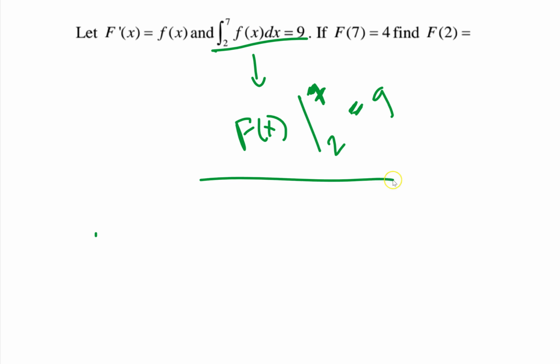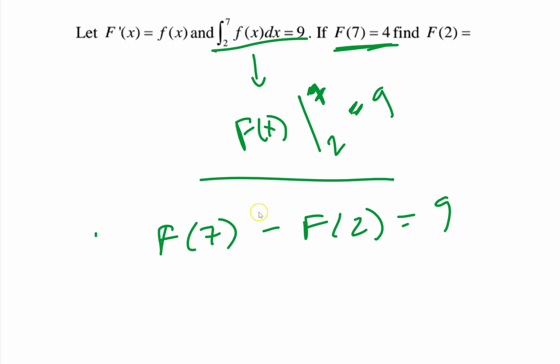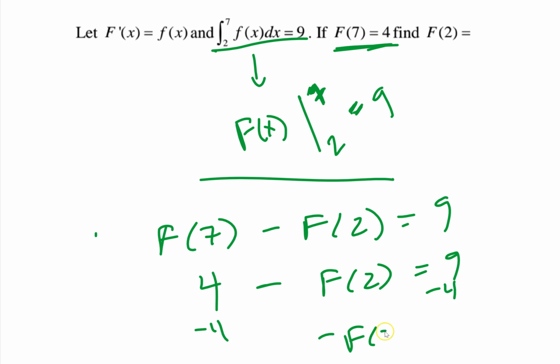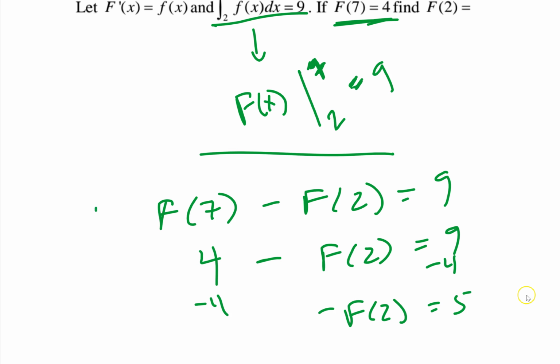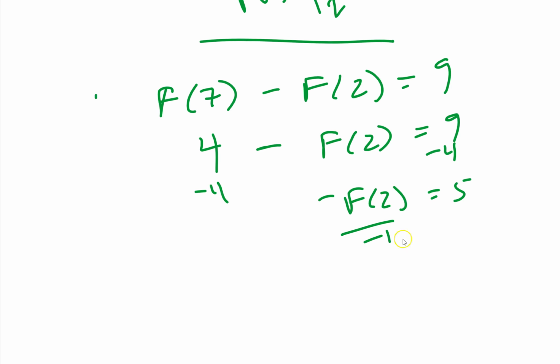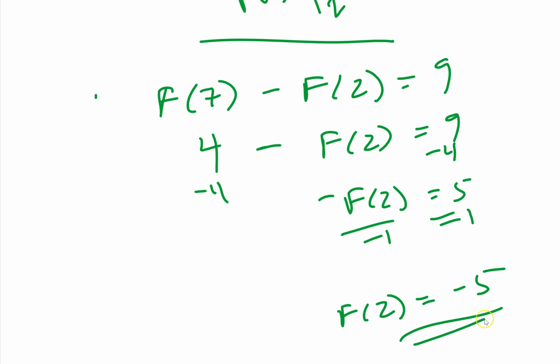What's the next step? Well, what's the fundamental theorem of calculus? Top minus bottom. F of 7 minus F of 2 equals 9. F of 7 they tell me is 4, and I'm looking for this thing. So, do a little math. Subtract 4 from both sides. Negative F of 2 equals 5. Divide by negative 1. F of 2 equals negative 5.